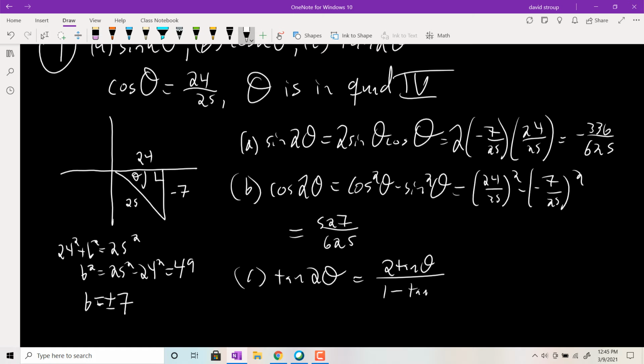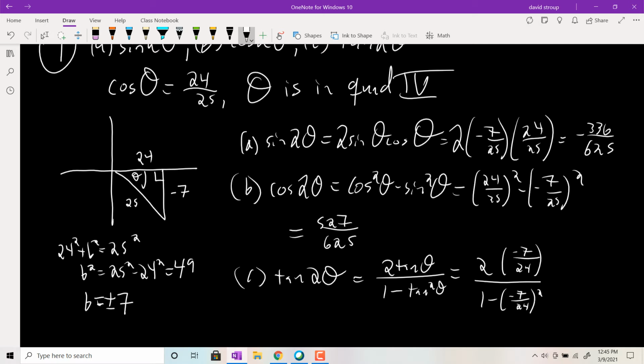minus tan squared theta. Okay. So now we need tangent. So tangent is opposite over adjacent. So negative 7 over 24, all over 1 minus negative 7 over 24 squared.